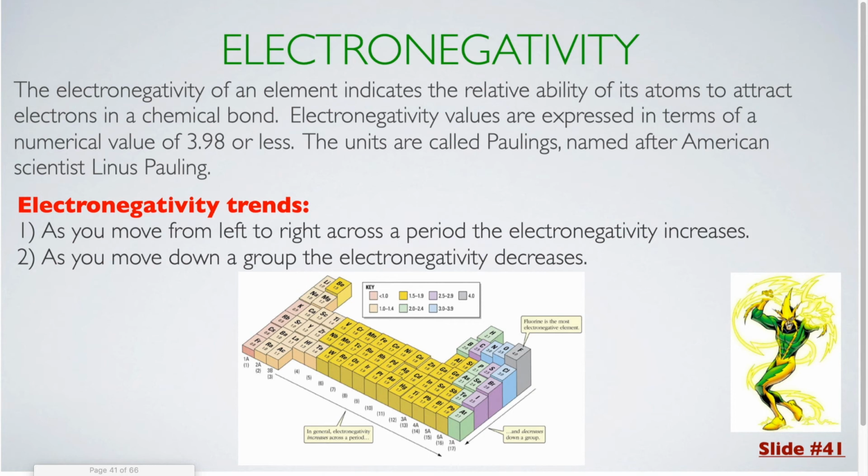The trend for electronegativity is that as you move from left to right across a period, the electronegativity increases. So there is a stronger desire for electrons as we move towards the right. As you move down a group, the electronegativity decreases. So as we're going down a family, atoms are less able to hold on to those electrons.